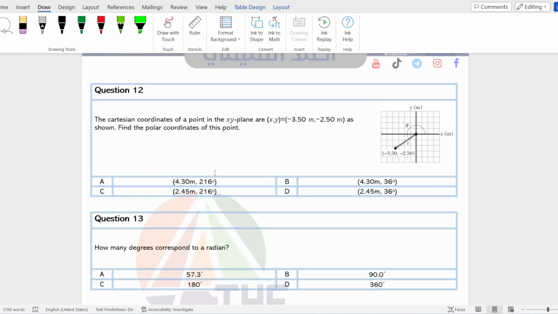Now let's come to question number 12. Here we have to convert from the Cartesian coordinate system to the polar coordinate system. Now we are given the 2 points. We have -3.5 and -2.5 as shown in the figure. Find the polar coordinates of this point. Very good. Now to convert from xy to r theta we will do the following. We will say that r is equal to the square root of.